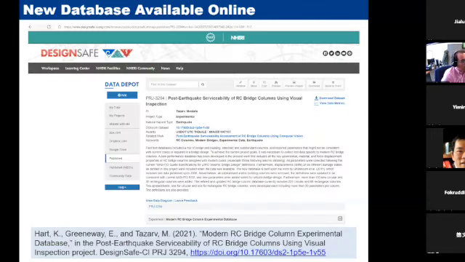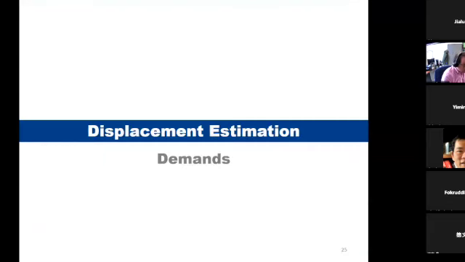The database is online. You can go to this link down there, or just shoot me an email. I'll be more than happy to share the link with you. You can go to the DesignSafe Data Depot, and then find and use that. They are all in a spreadsheet, easy to use, and follow all the definitions that we discussed. Okay, so we have our database also set.